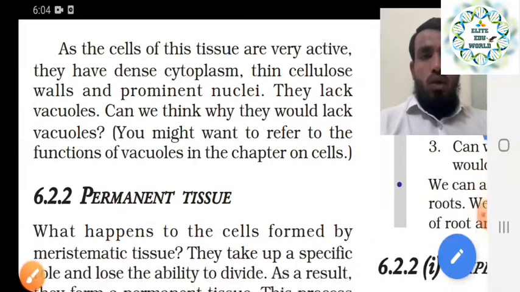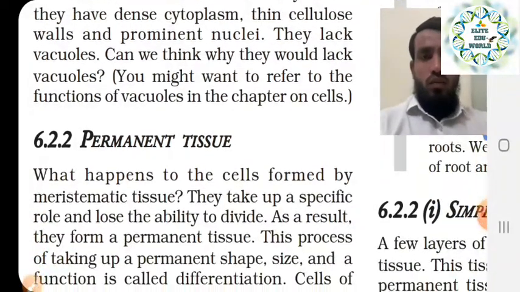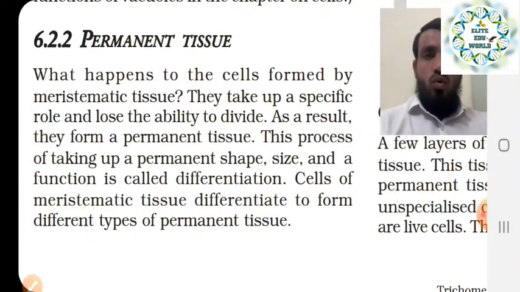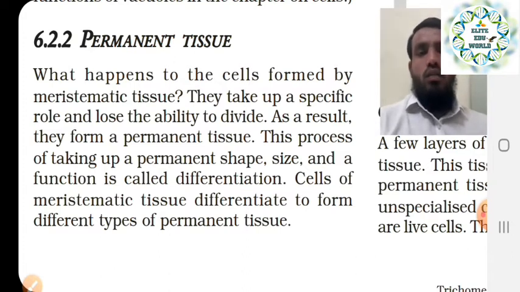So this is all about meristematic tissue that we have seen. Now we will move to the second type. The first type we have seen, meristematic tissue, is present in the areas of the plant which are growing very rapidly. Now we will start permanent tissue. As the name itself tells, it is permanent, meaning it has already grown and is now at the stage of permanent, right? It doesn't require any more growth.